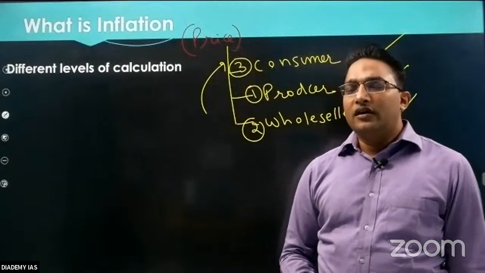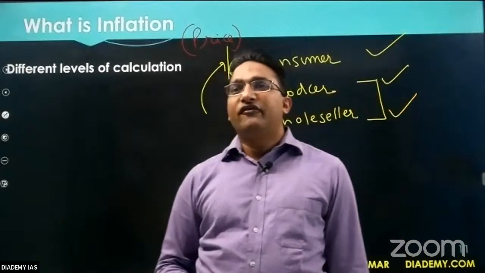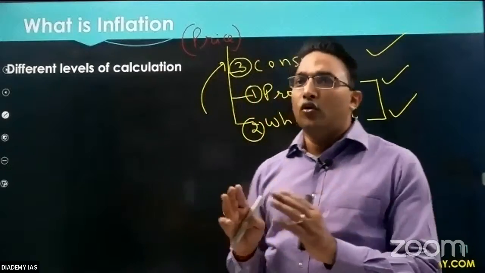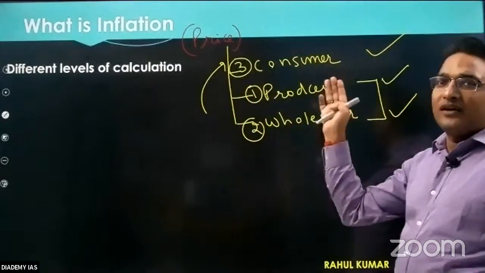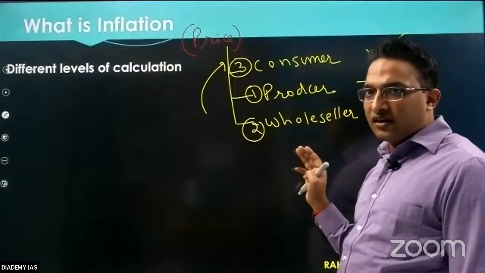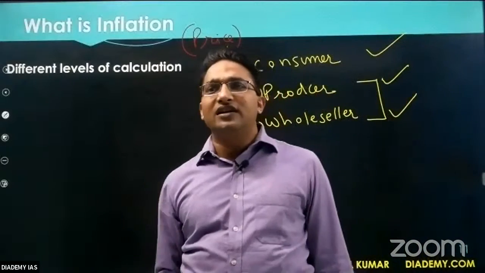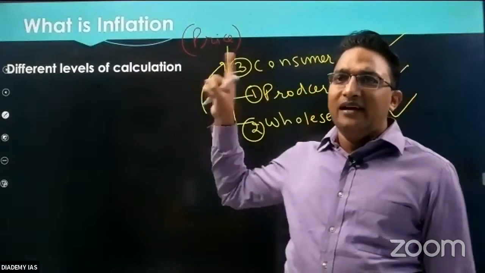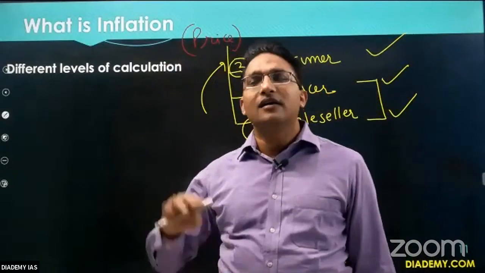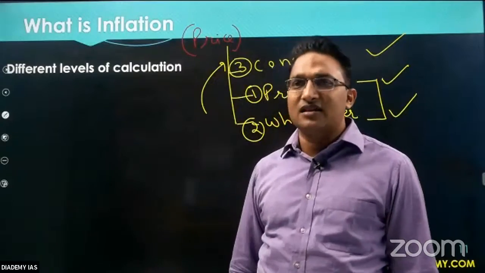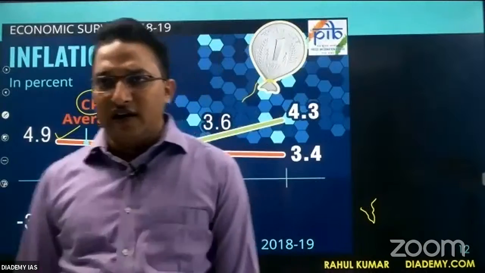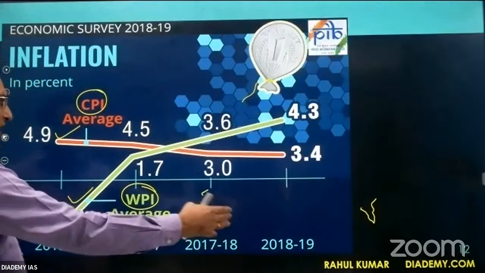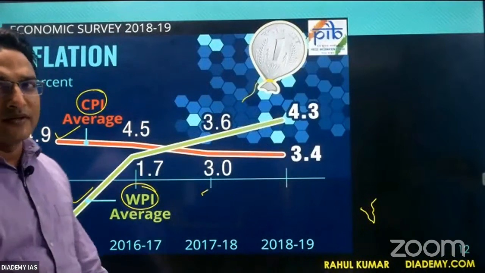Now this inflation can be calculated at different levels, क्योंकि जो price है वो या तो हम consumer level पे देख सकते हैं, या production level पे देख सकते हैं, या wholesale level पे देख सकते हैं. So at all the three stages we calculate the inflation. For that we will see CPI, WPI and PPI in today's session. आज के सेशन में हम इसको डिस्कस करने वाले हैं. Now this is the long term trend in the last 4-5 years. This I have taken from the Economic Survey.